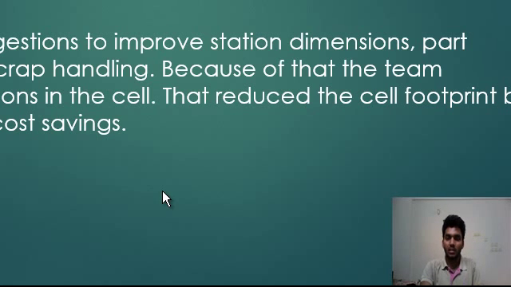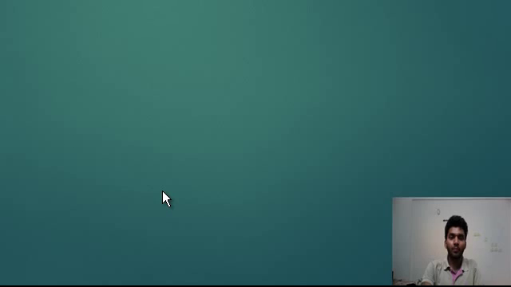Then operators ran the simulated cell, offering improvement ideas. Operators made suggestions to improve station dimensions, part container flow, and scrap handling. Because of that, the team eliminated 3 workstations, so this reduced the cost also. And in the check phase, they reviewed the basic thinking and strategy. They checked the performance. The check phase is mainly meant for checking the performance.